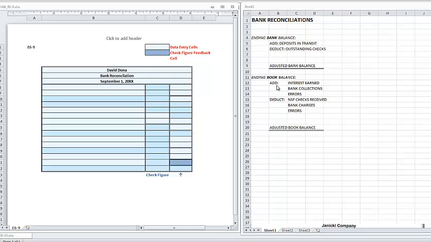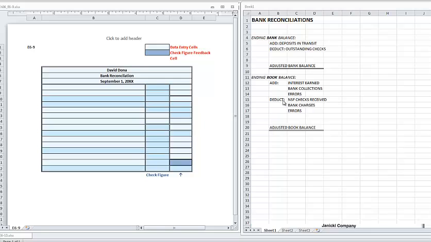The book balance is adjusted for items that we really weren't aware of until we got our bank statement. For example, if we've earned any interest on our account, we would add it back here and we would find it on the bank statement. If the bank has made any collections for us that we were not aware of, it will show up on the bank statement and we add it here. We may have some errors that we've recorded on our books. Errors may be either added or deducted. You'll just have to reason those out and figure out which place they go.